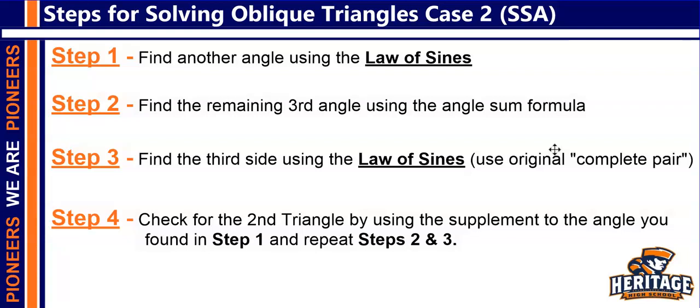you can use these steps right here to solve for the triangles, and naturally, if you do everything correctly, you can determine if you had no triangles to solve, only one triangle to solve, or two triangles to solve. Step 1 is to find the other angle using the law of sines. Step 2: once you have two angles, you can find the third angle using the angle sum formula. Step 3 is to find the last side using the law of sines. And step 4 is to check for the second triangle, if possible, by repeating steps 1, 2, and 3 using the supplement to the angle you found in step 1.